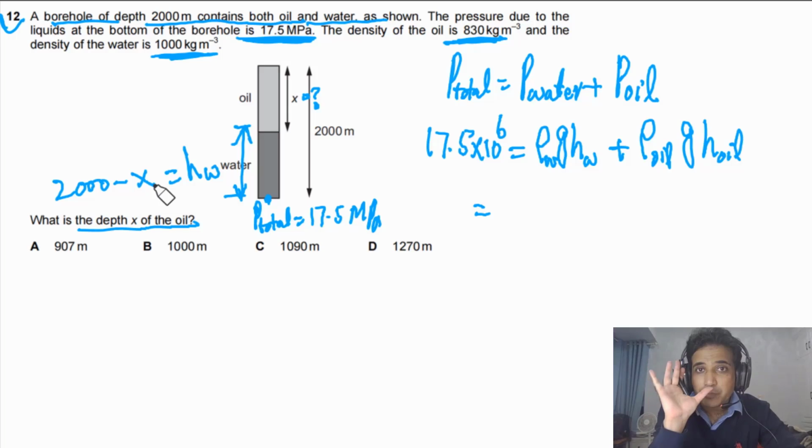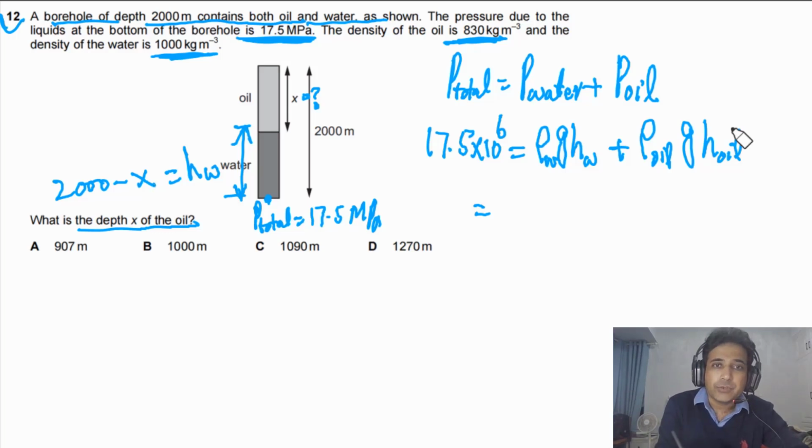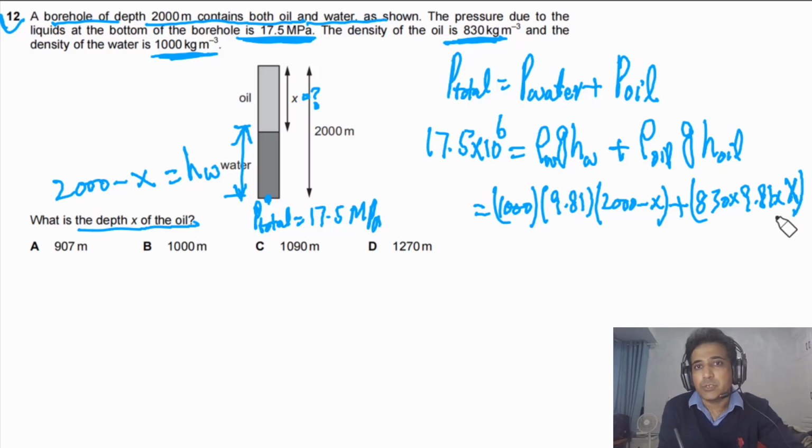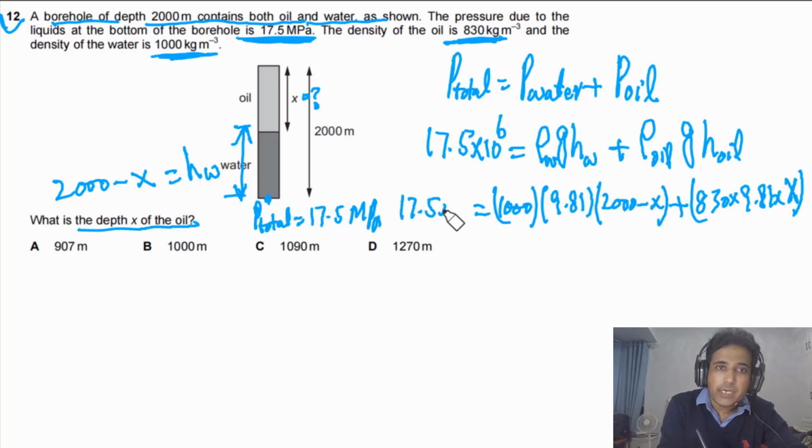Now simply we can plug in values and find the value of x. The density of water is given, that is 1000, the value of g is 9.81, and HW is 2000 minus x, plus we have the density of oil multiplied by 9.81 multiplied by x. We need to find the value of x. Here we have 17.5 times 10 to 6. So we can simplify this.